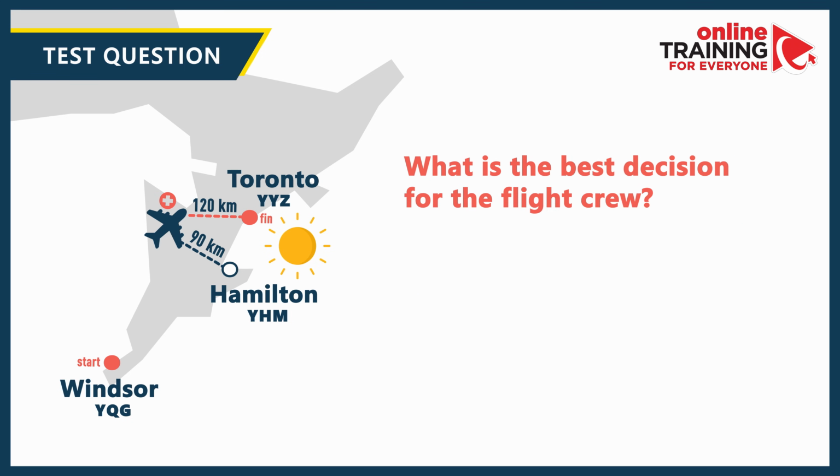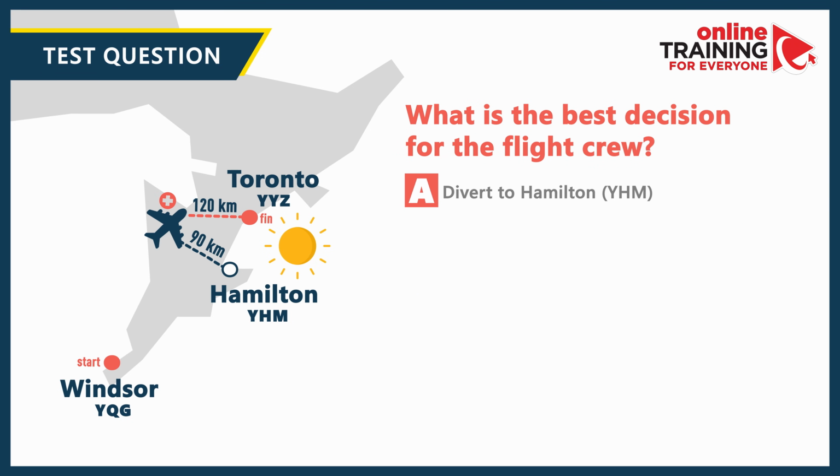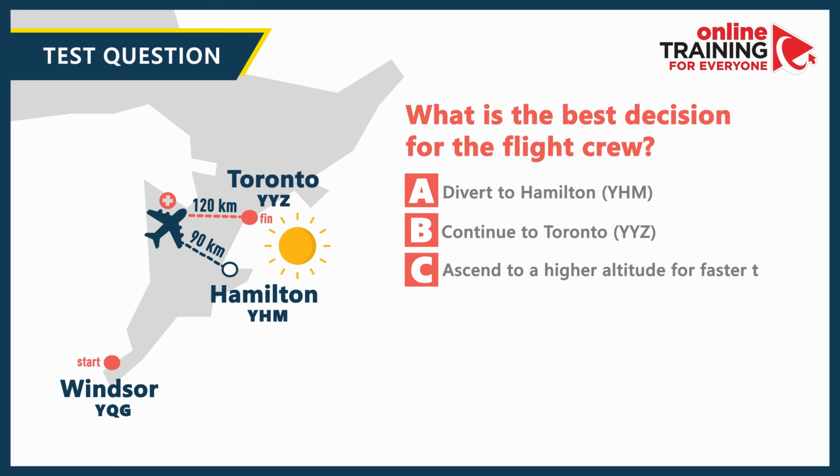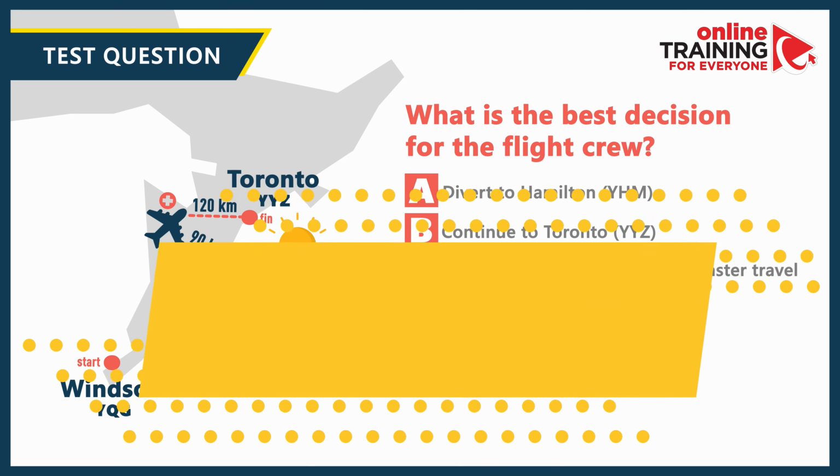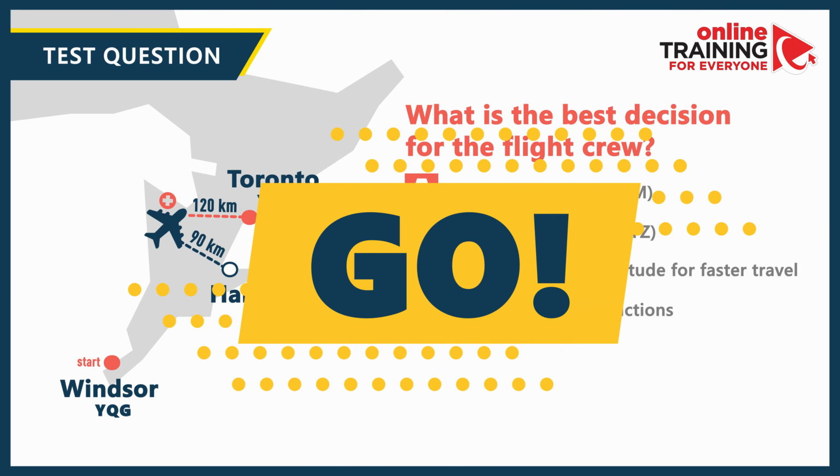Your choices for the answers are: choice A, divert to Hamilton, airport code YHM. Choice B, continue to Toronto, airport code YYZ. Choice C, ascend to higher altitude for faster travel. Or choice D, wait for further instructions. And just like on the actual test, we're setting a timer for you to solve it on the clock. Ready, set, go.